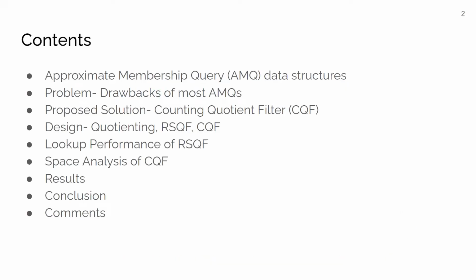We will start with a brief overview of approximate membership query, that is AMQ data structures. Then we will look at the problem, that is drawbacks of most of these AMQs. Then we will look at the proposed solution, that is counting quotient filter, also known as CQF. Then we'll look at its design, which involves quotienting, RSQF, CQF. And then we will look at the lookup performance of RSQF and space analysis of CQF. Finally, we will look at the results, conclusion, and comments.